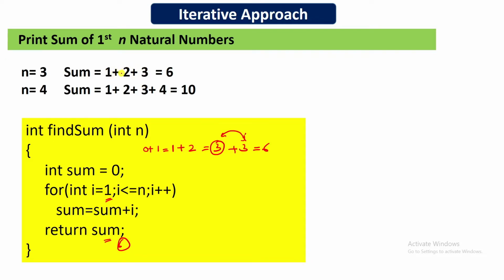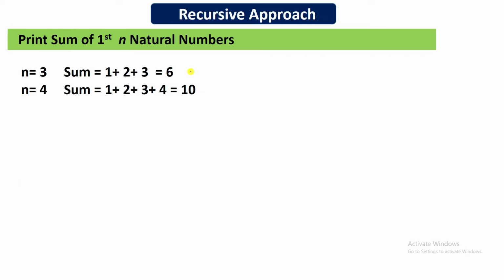Addition is the repeated task that we are performing. Here that repeated task is done with the help of a loop, but in the recursive solution that repeated task will be done with the help of function calls again and again. So let's see. Before starting, let me tell you, even if n is 3 and somebody gives a recursive solution where he adds 3, then 2, then 1, the final sum will still be 6.